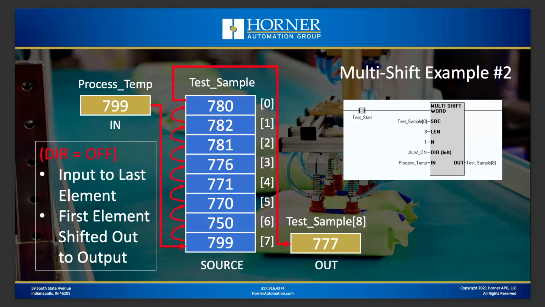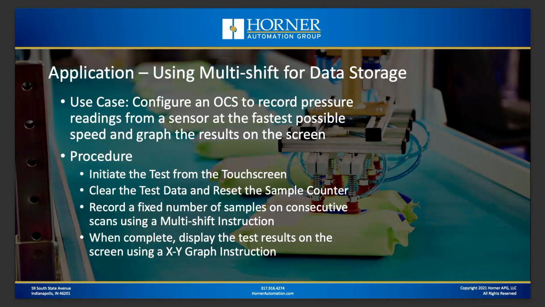Now all these diagrams and theoretical discussions on what parameter goes where is useful, but let's start talking about some actual applications and where we could actually use this information. So let's do an example application here. Let's talk about a use case where we're going to configure an OCS to record pressure readings from a sensor at the fastest possible speed and then graph those results on the screen. Keep in mind that the OCS has data logging capability built in.